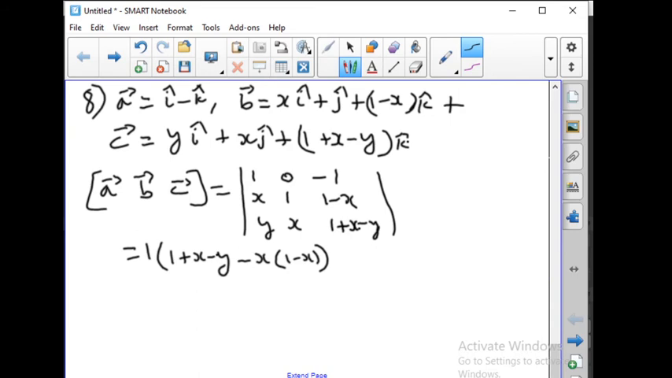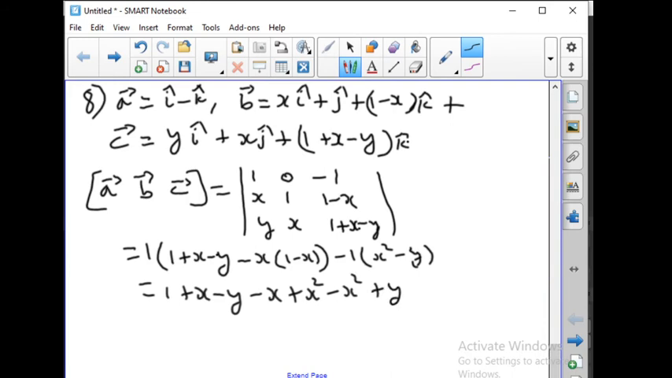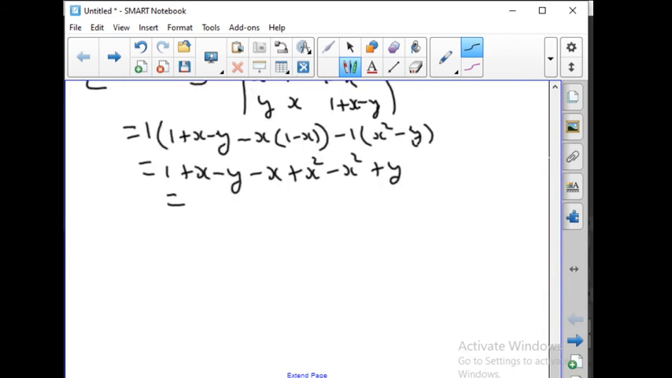Then minus 0. So that gives us 0. Then minus 1 into (x square minus y). So it is equal to 1 plus x minus y minus x plus x square minus x square plus y. So plus x square minus x square gets cancelled, plus y minus y, and x minus x gets cancelled. So it is equal to 1.